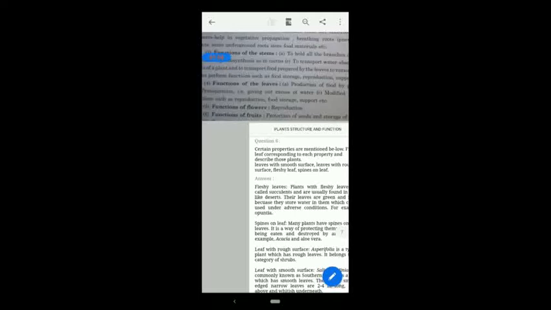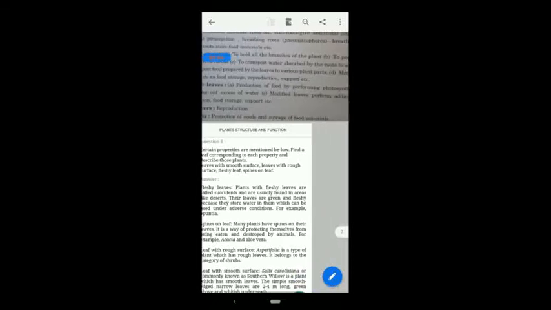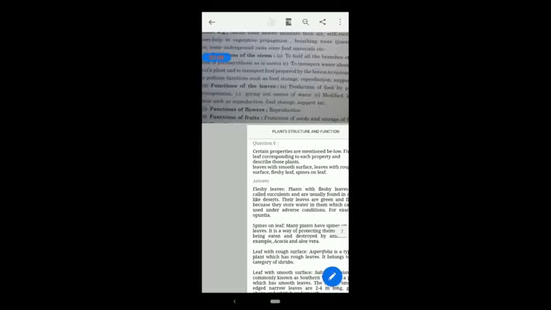The sixth part is the function of fruits. The function of fruit is the protection of seed, because the seed is inside the fruit, and storage of food materials is also a function of fruit. Since it contains the seed, it also helps in the reproduction of another plant.